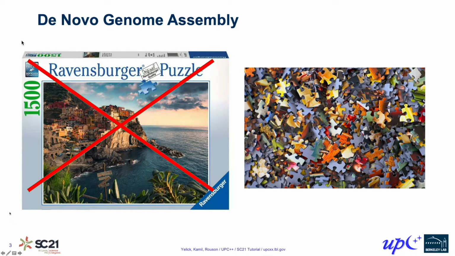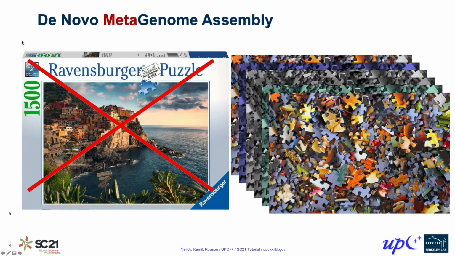Now, microbes don't live in isolation, but typically live in large, diverse communities, often with hundreds of other species. So the sequence data is fragments from these hundreds of species, and the metagenome assembly problem is analogous to putting together hundreds of puzzles with the pieces all mixed together.